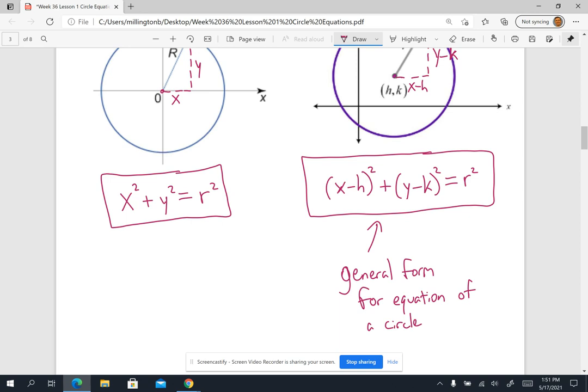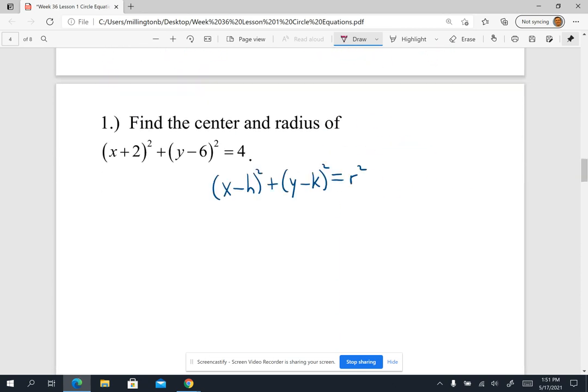Just like how one of the forms that you learned for writing an equation of a line was like y equals mx plus b, right? That's slope-intercept form for a line. This is the form that you use for all kinds of circles that are drawn in geometry. All right, so I wrote our general form of the equation right here. x minus h squared plus y minus k squared equals r squared.